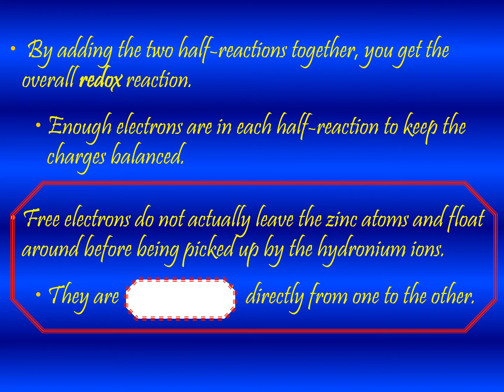By adding the 2 half reactions together, you get the overall redox reaction, the kind we've already talked about. Enough electrons are in each half reaction to keep the charges balanced. So if electrons go out on one side, they come in on the other. Free electrons do not actually leave the zinc atoms and float around before being picked up by the hydronium ions. They are basically handed off directly from one to the other in reality.